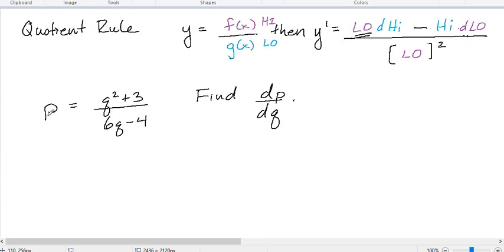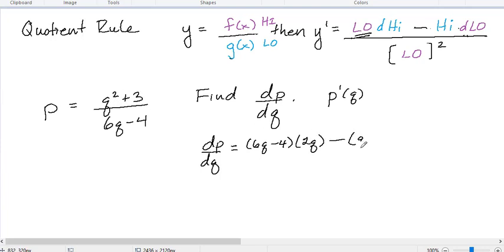Let's try it again. Given p equals q squared plus 3 over 6q minus 4, so we have a quotient. Find dp dq. So that's the derivative of p with respect to q. Newton would call it p prime, a function of q. That would be, how do we start? Oh yeah, start low. Low d high. Derivative of high is 2q minus high q squared plus 3 as it is, d low, the derivative being 6, all over low squared.